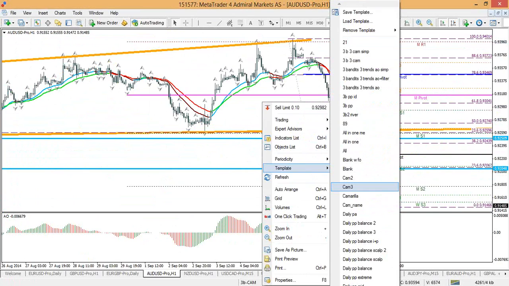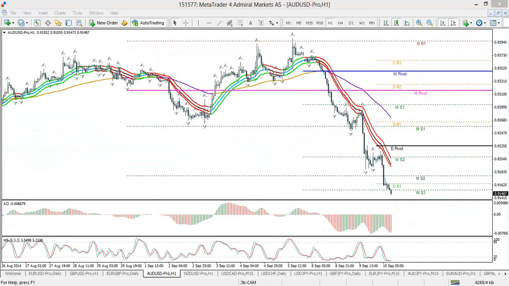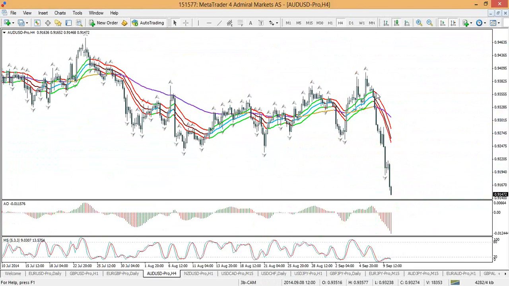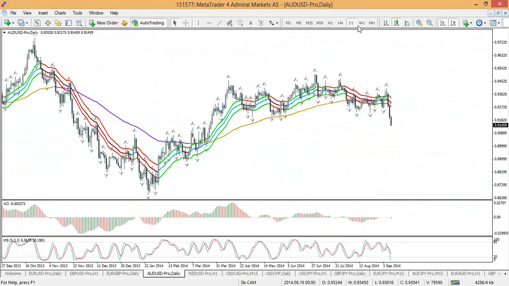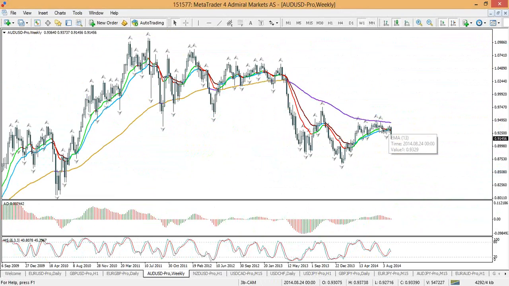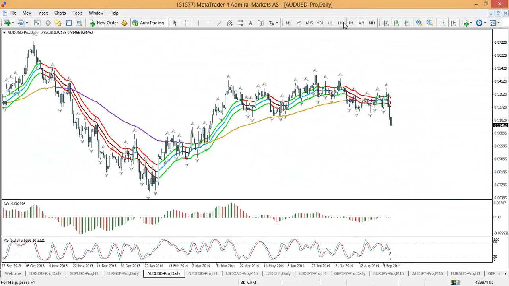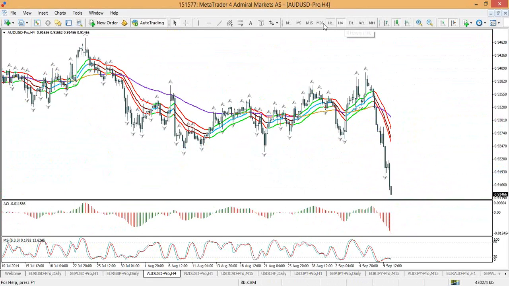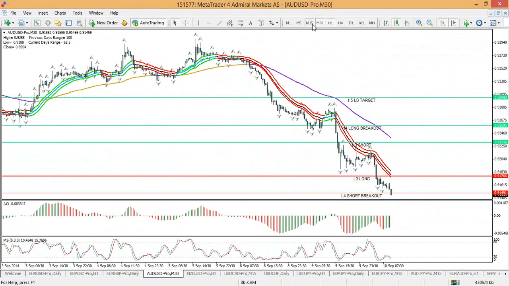Let me use a different template now. Alrighty, the band has a tremendous angle on the hourly. The 4-hour too is just dropping like a stone. You can see here the weekly was kind of snapped back to the 89 EMA. And looks like good momentum.